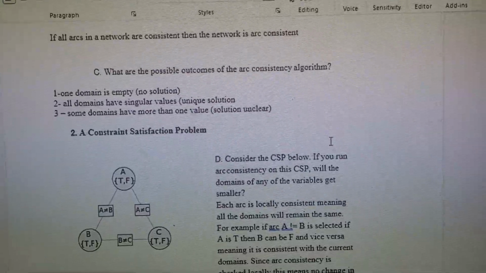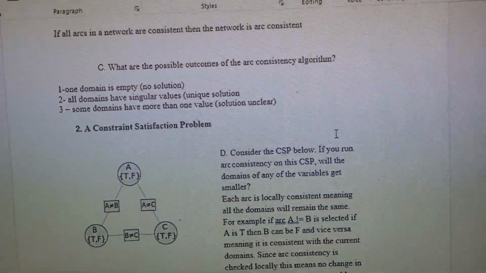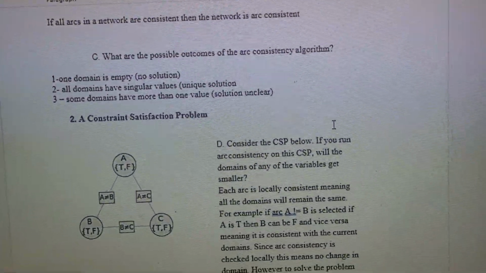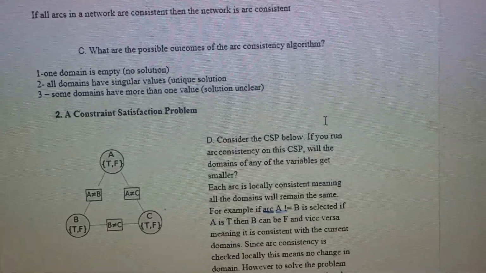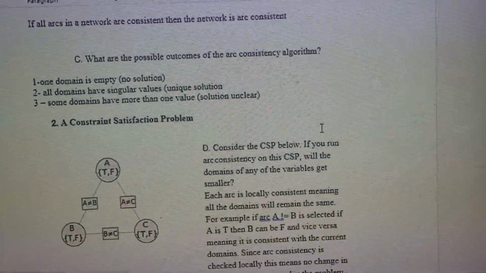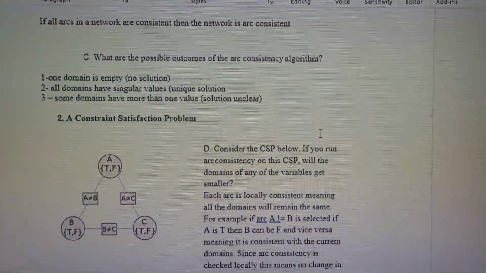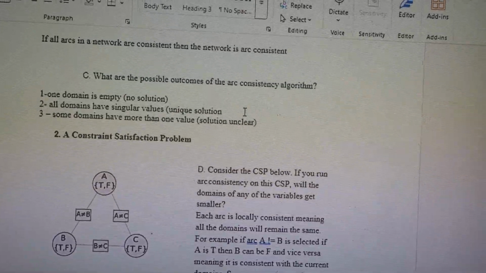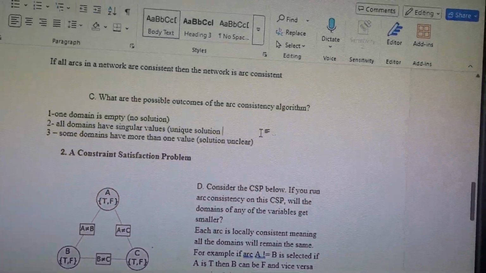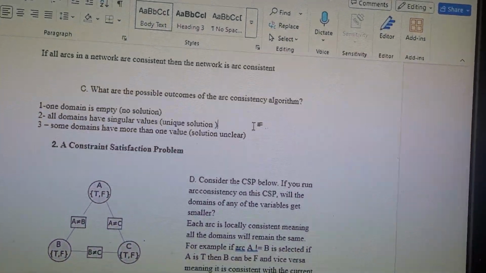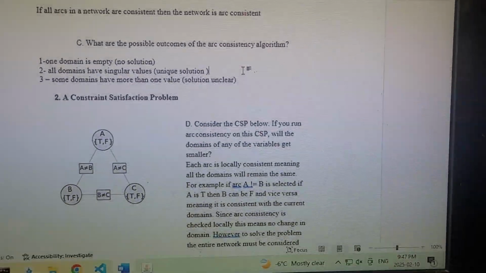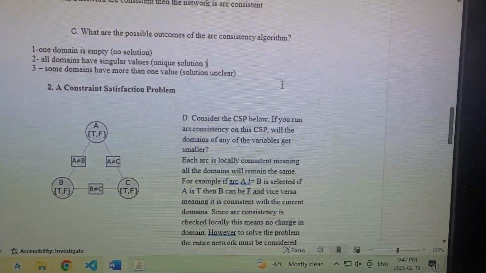So say, if you have a domain of 3 variables and they come to 1, 2, and 3, then that's it. That's the solution, and it's the only solution that can be. And then it's unclear what the solution is if there are multiple values. So basically, you need to do more work and figure it out.